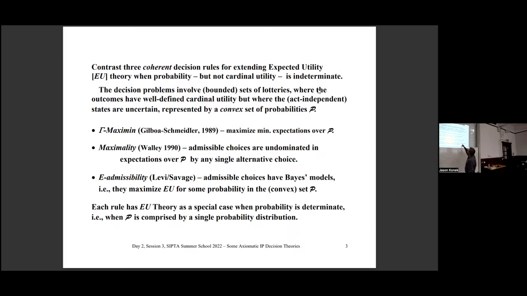This is E-admissibility: it maximizes expected utility for some probability in the set P. I'm putting convex in parentheses, because Isaac always endorsed convex sets and only those, and he and I never reached resolution on our disagreement, as I think decision theory should not be restricted to convex sets. Now, each theory has expected utility as a special case for a single probability, so they reduce to the same theory.